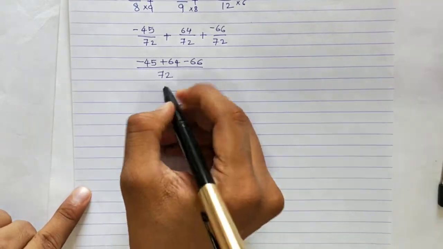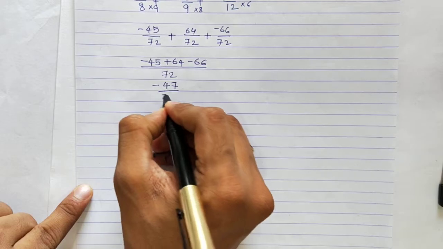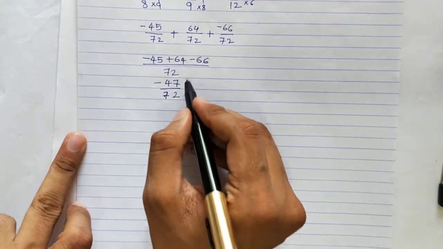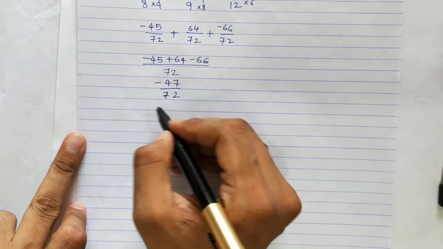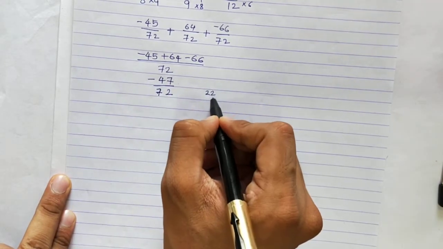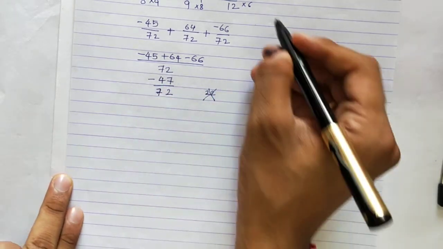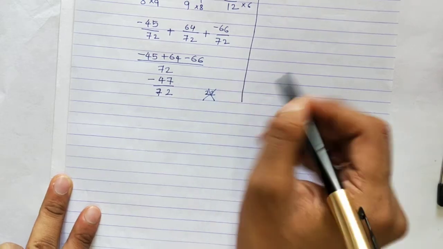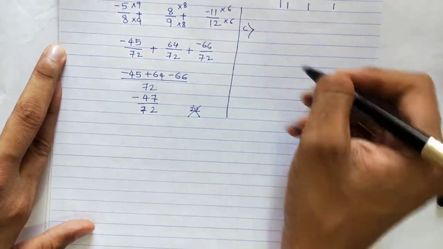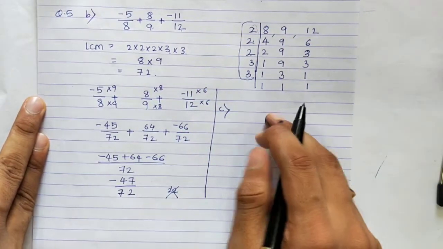When we solve this, we get the answer minus 47 upon 72. In the textbook at the back, they have made a mistake in the answer. They have given the answer as 22 in the denominator, which is wrong. It is 72. Okay, so follow this answer. Next, C. Copy this properly.